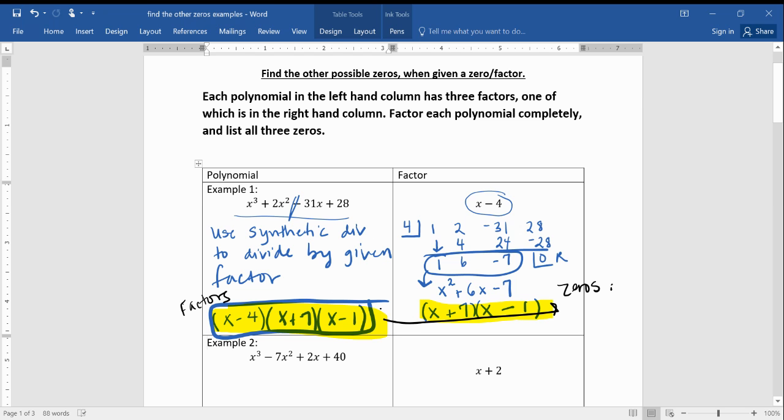Here's my question. If I set each one of these equations equal to 0, what are we going to get for those numbers? The first one, we're going to get a positive 4. Second problem, x plus 7 equals 0. That would be a negative 7 when we set it equal to 0. And then the last one would be a positive 1.